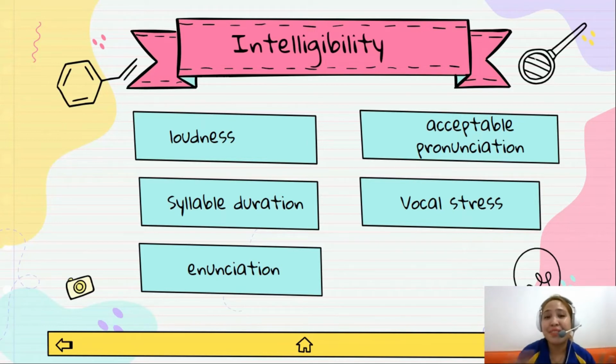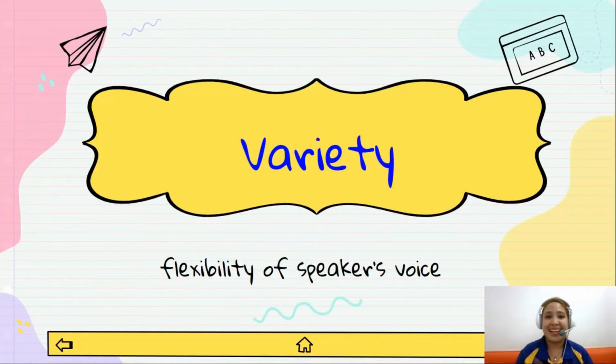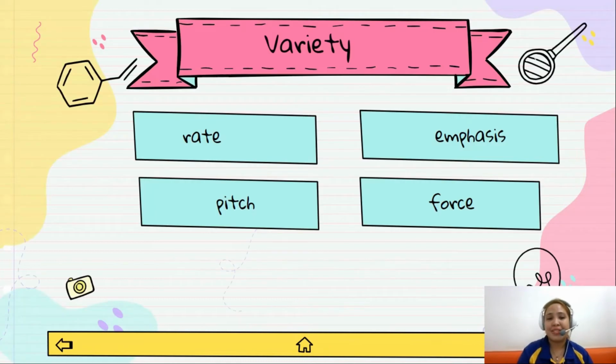So these are the 5 subcategories for us to have a clear voice. Third is what we call variety. When we talk about variety, it refers to the flexibility of the speaker's voice. As a speaker, you know how to modulate your voice, how you control your voice. And under variety, we have 4 subcategories.